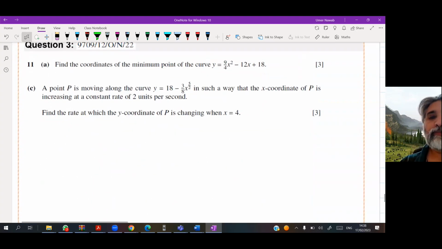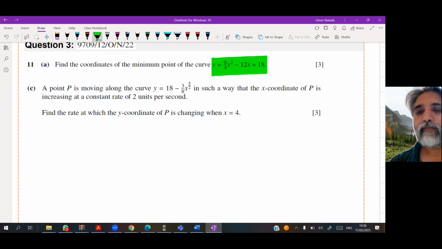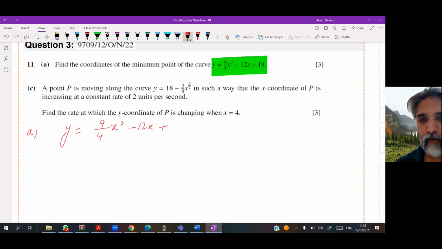Next past paper question. We want to find the minimum point for this. Let me copy the question. y equals 9 over 4 x squared minus 12x plus 18. I'm finding the first derivative.